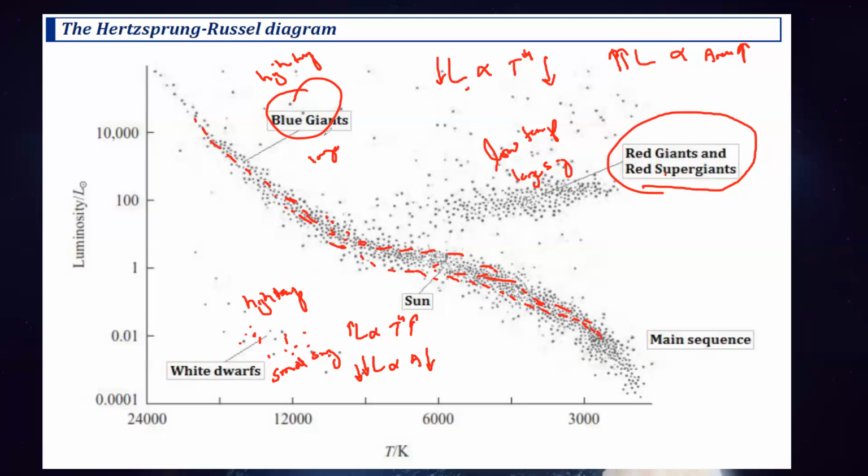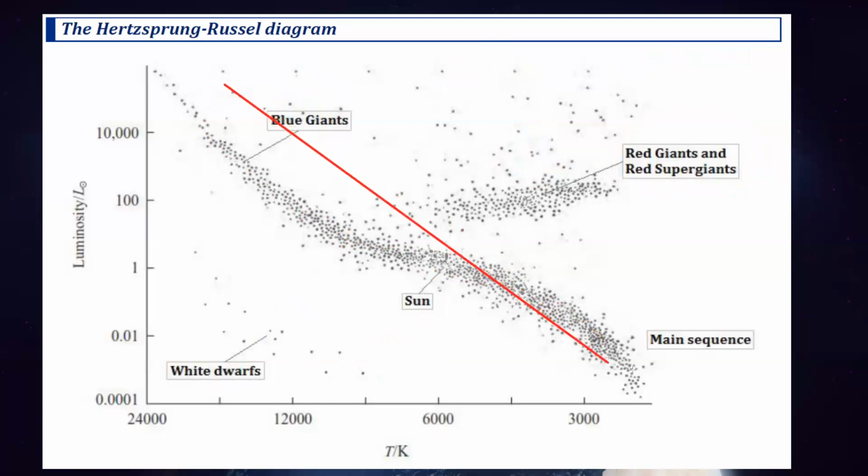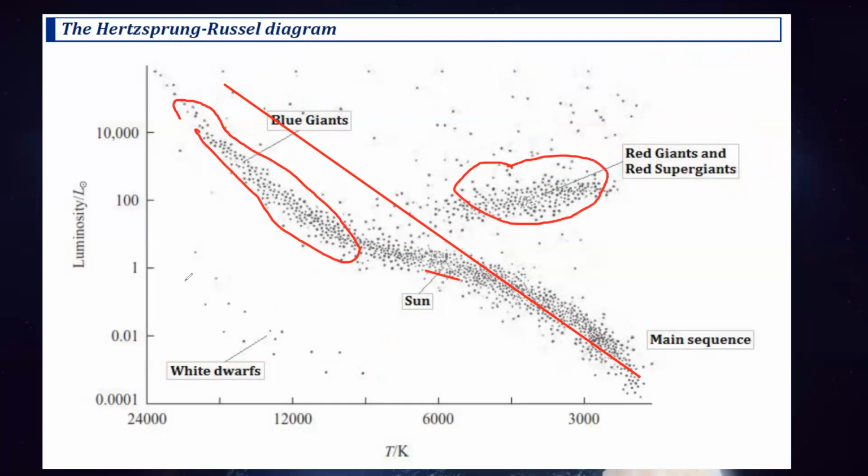If all were following the sequence, then it should be in a straight line. But you can see they're not in a straight line, they're out of this range. So blue giants, red giants, and white dwarfs are not following the sequence. Using the Hertzsprung-Russell diagram, we can have data for different stars and compare whether it is a red giant, a blue giant, or a white dwarf.